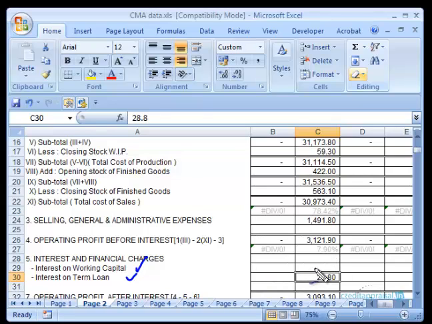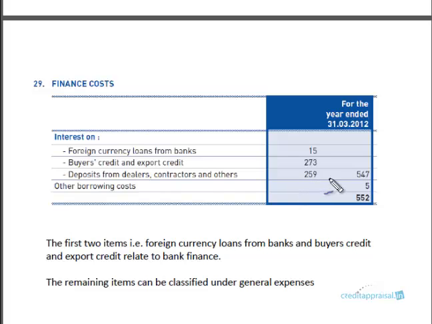You can put it anywhere. Some split it under two, so 28.8 split as 14.4 here, 14.4 there. You can do a number of ways, but usually you put it under interest on term loan. And the balance, 259 plus 5, let us put it under the general expenses. That is the interest on deposits from dealers and other borrowing costs. So 26.4 crores, right? Let us put it under general expenses.